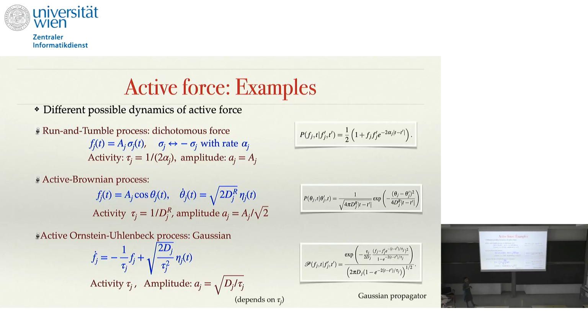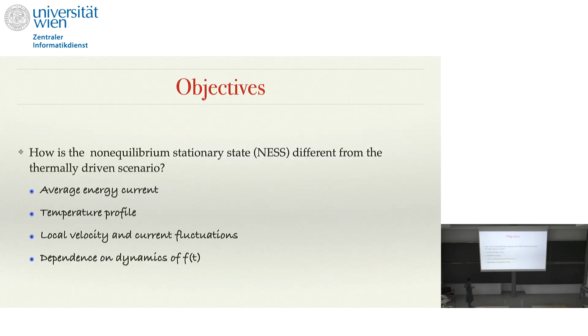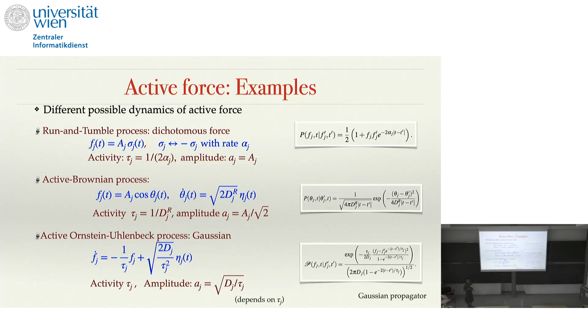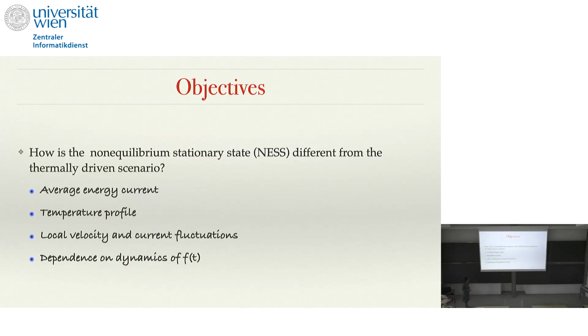For example, if we look at the actual propagator, those are very different in these cases. For RTP, it's simple enough. For ABP, the exact expression for all times is not even known. Then there is also AOUP, which is completely Gaussian, and for that case one can calculate everything. So I keep these just as examples. For the first part of my talk, I will not even need this specific dynamics, but if time permits, I'll come back to it.